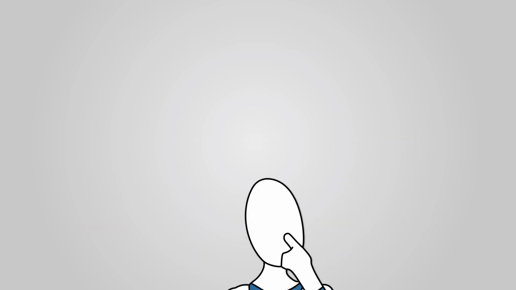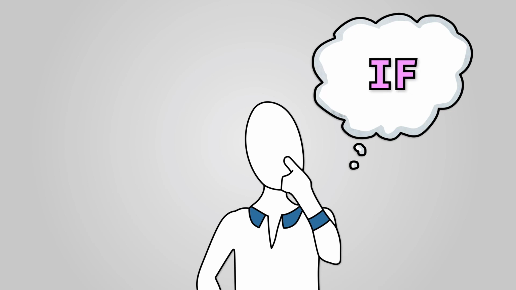If you want to make a decision, you use an if statement. An if statement is used when you don't have an otherwise in your decision. When you're using an if statement, this is called selection.